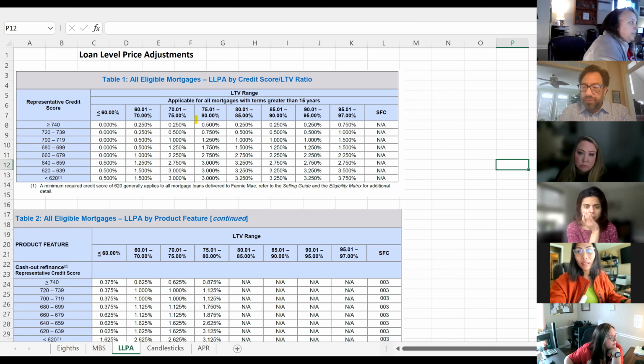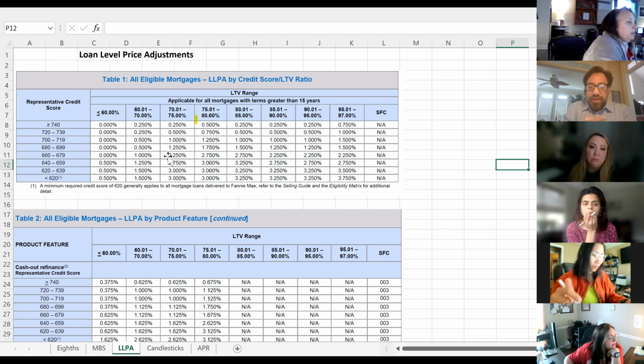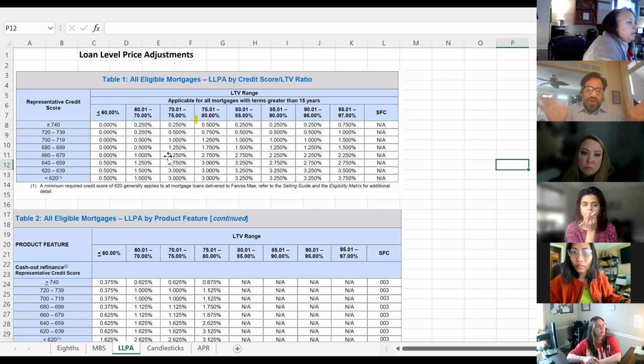I am not. Come on, Adam. This is the Fannie Mae LLPA chart. I know you're. I do. I have it on my computer. I just don't have it memorized. Oh, right. Okay, but you know what it is. You know what it is, right? No, nobody has it memorized, but yeah. So you know what it is.